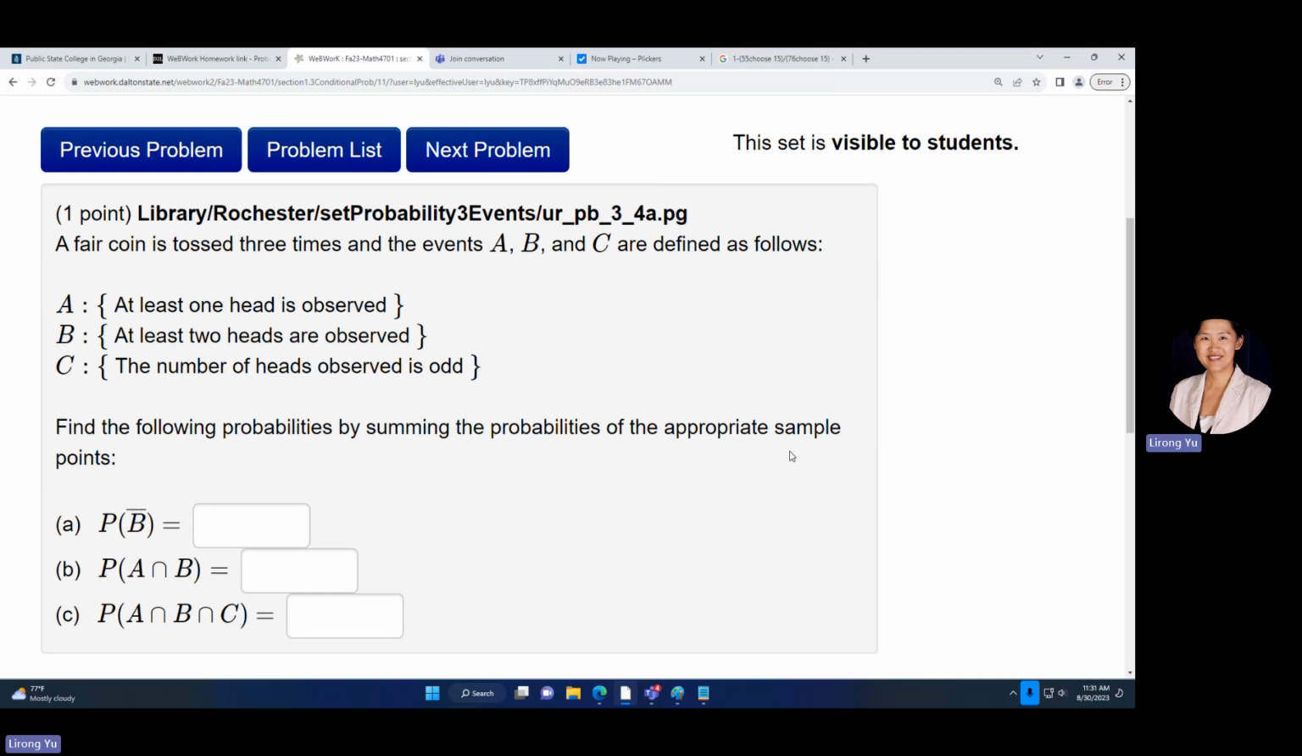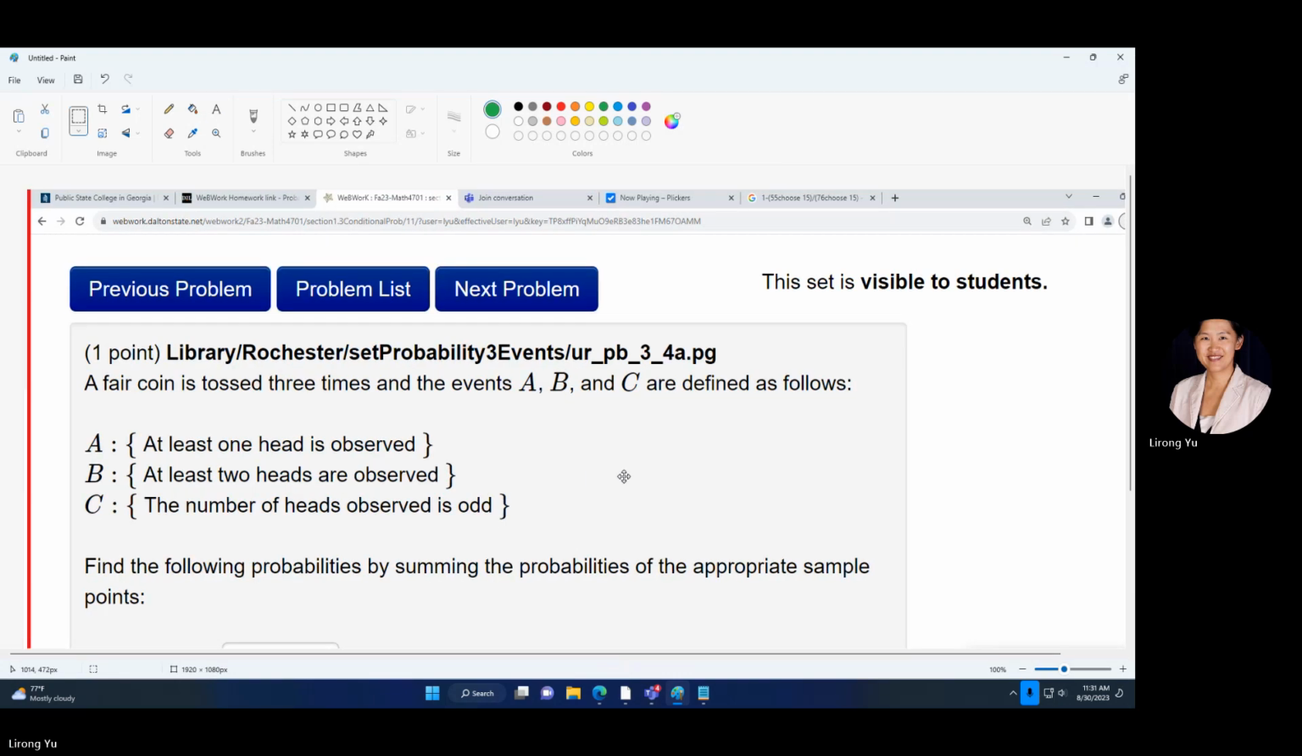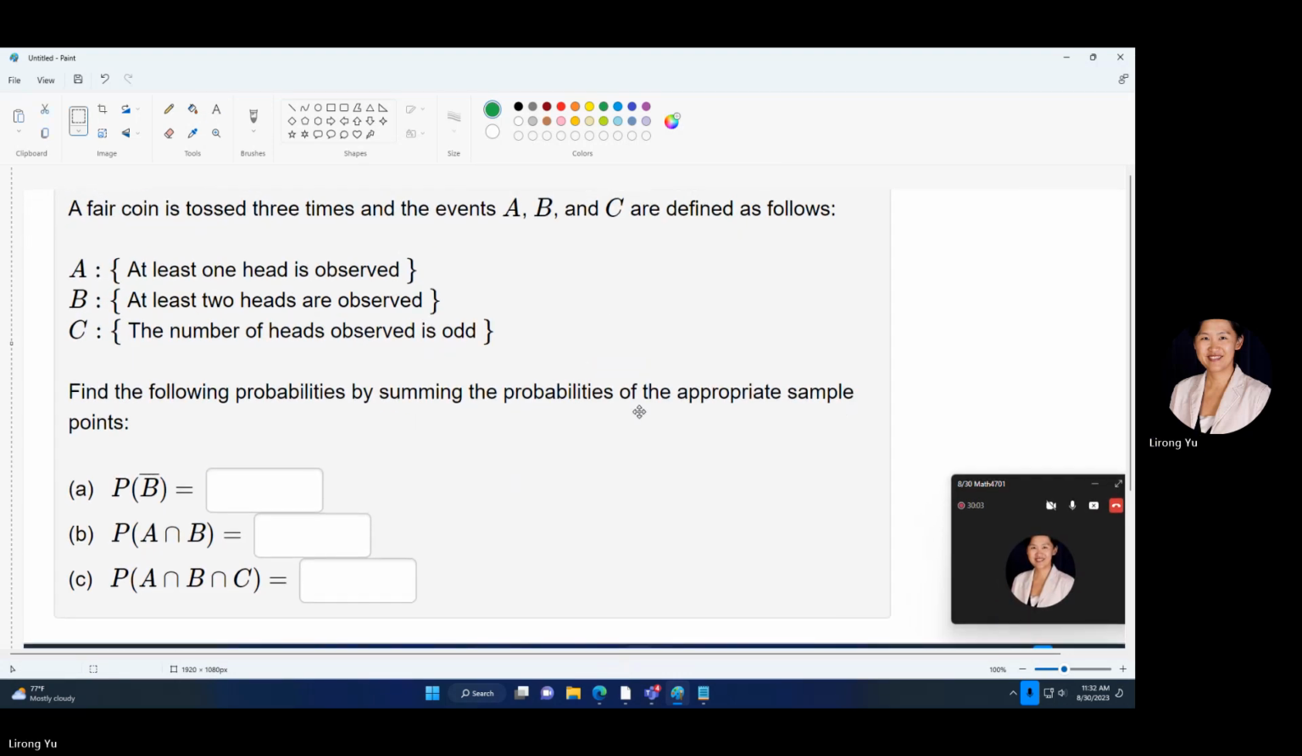This one, I'm not sure mine is the same as yours, but this is the example. A coin is tossed 3 times, and then A, B, C represent events: A is at least 1 head is observed, B is at least 2 heads are observed, C is the number of heads observed is odd. So the first question is to calculate the probability of not B. Question 11. So we will calculate B first in order to calculate not B.